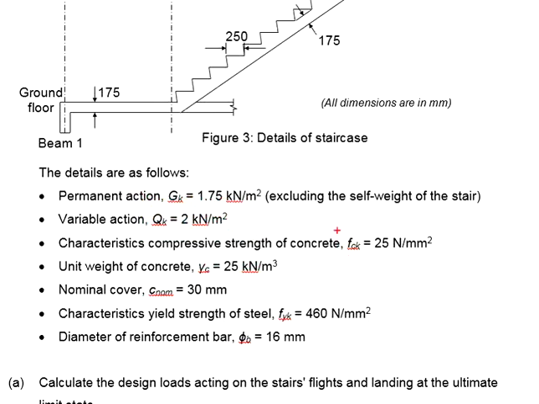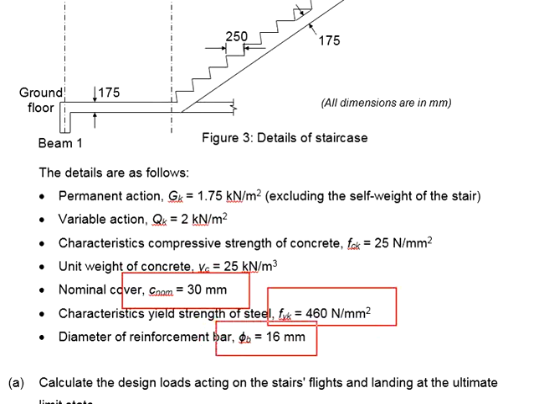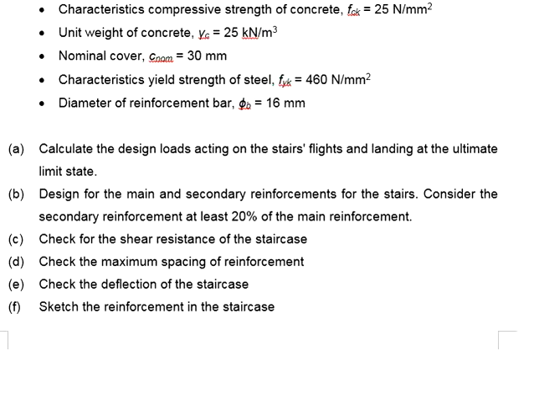The characteristic strength fck is 25 Newton per mm square. Unit weight 25 kN per meter cube. Concrete cover 30. Steel strength 460 Newton per mm square. And the diameter of the reinforcement bar used is 16 mm. This question comprises 6 sub-questions here. We're going to solve them one by one. Without further ado, let us get started.